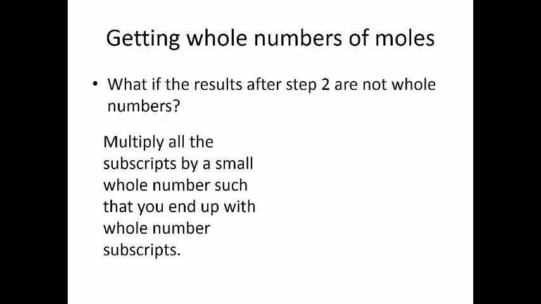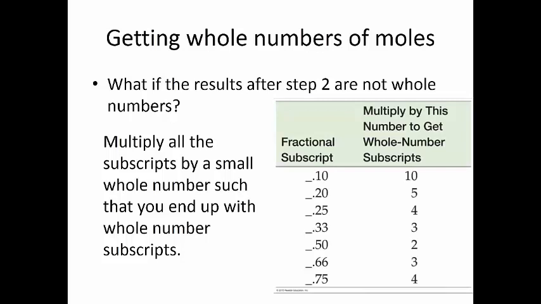You might be wondering, well, what does that mean? So here we're showing some examples. So what would you multiply by to get a whole number? Let's start with the easiest one. Let's say you end up with a 1.5. If you multiply that by a 2, you would get a whole number. If you had, let's say, a 1.33, if you multiply that by a 3, you would get a whole number. So we're showing these fractional subscripts here.